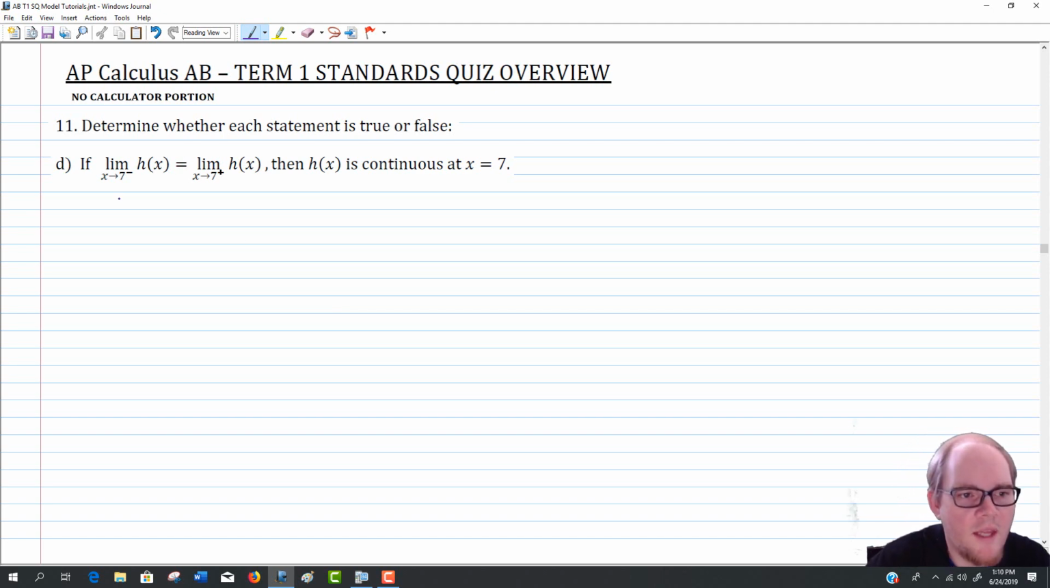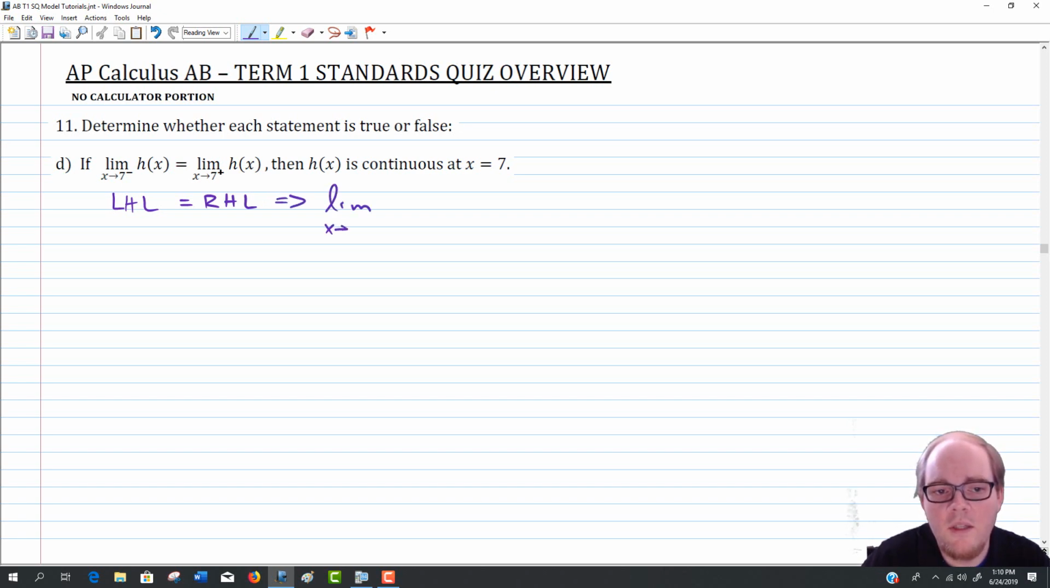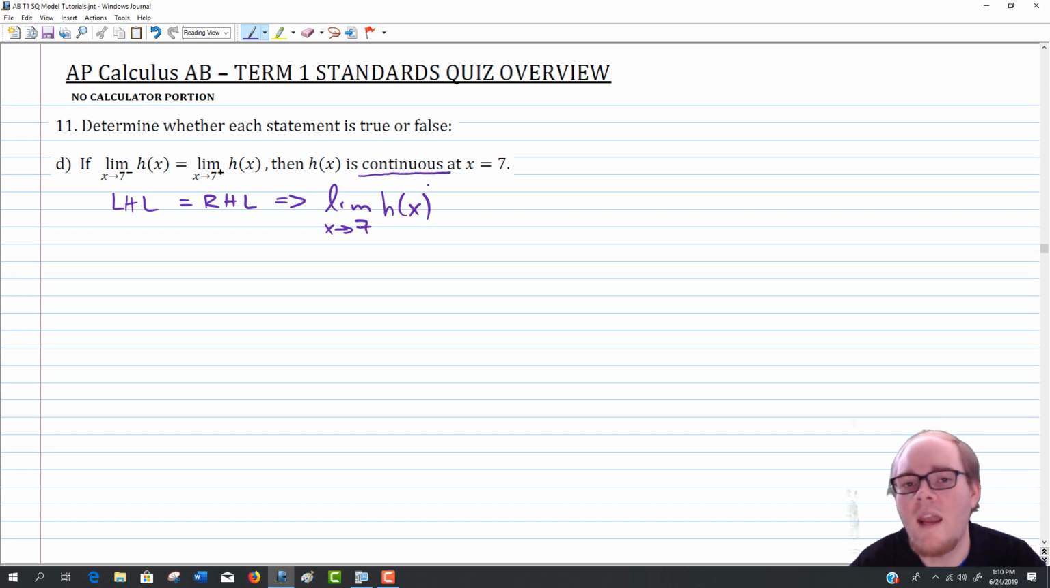So now thinking about our implications here, we have a left-hand limit equal to a right-hand limit. Now the implication of the left-hand limit and right-hand limit being equivalent means that the limit at that x value, in this case the limit as x goes to 7 of h of x, will in fact exist and be equal to the same as those other two. So that's nice to know. But it doesn't ask us, does the limit exist here? It asks us, is the function continuous at x equals 7? So now here's the problem.